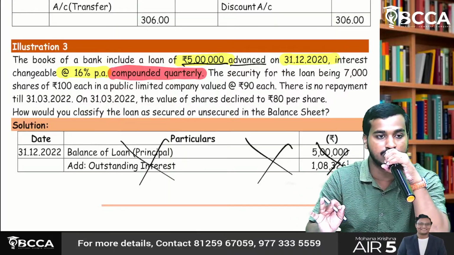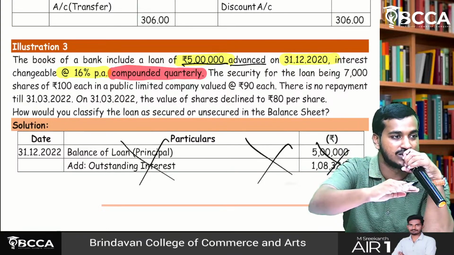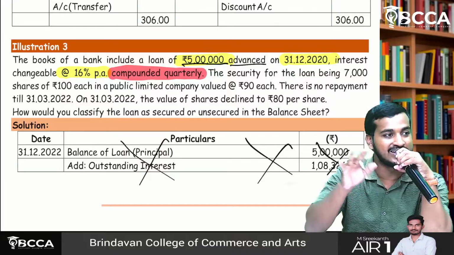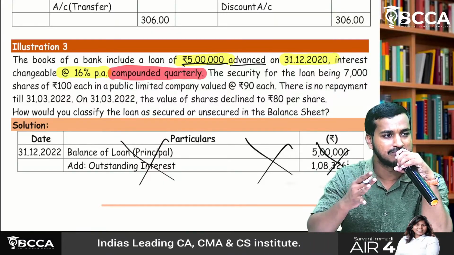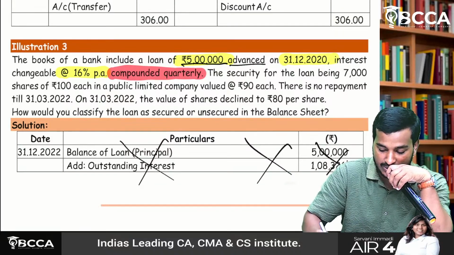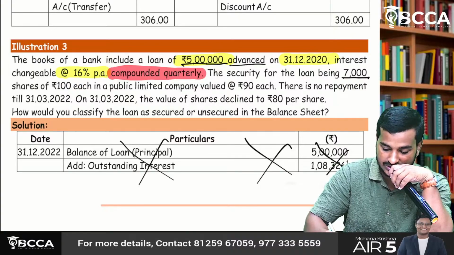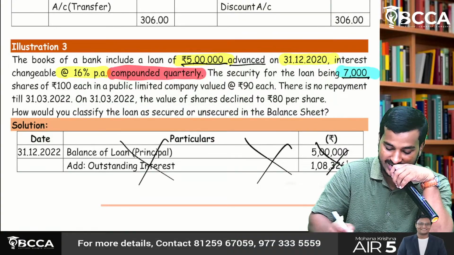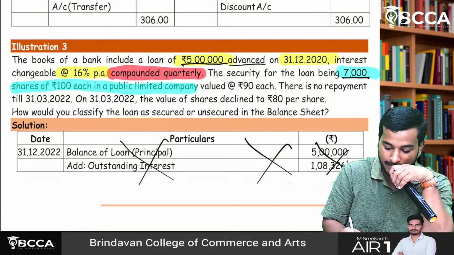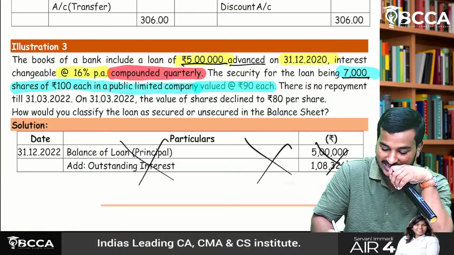I think you know what is simple interest and what is compound interest from your childhood, in 5th or 6th class. I think you are aware of those, P T R by 100. The security for the loan is 7,000 shares, 100 each in a public limited company, valued at 90 each.